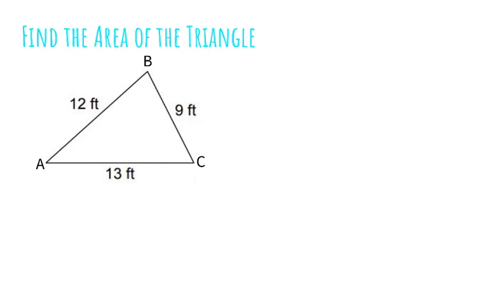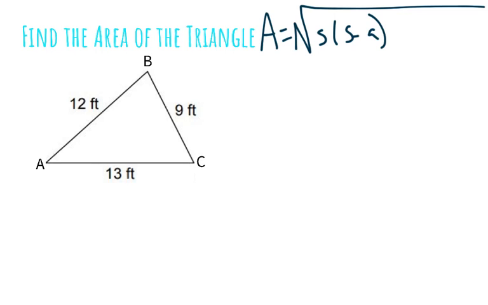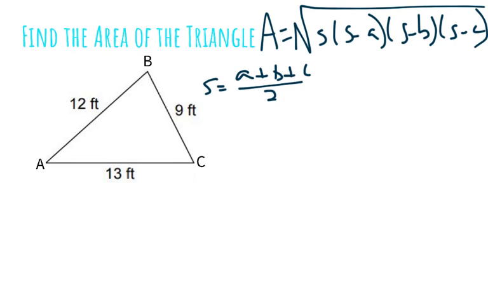So sometimes we say, work smarter, not harder. Heron's formula is great for this example because we know three sides of the triangle. If we apply our formula, area equals the square root of s times s minus a times s minus b times s minus c. We can figure out what our a, b, and c are, but we need to figure out what our s is. If we recall, s equals our perimeter, a plus b plus c, all divided by 2.